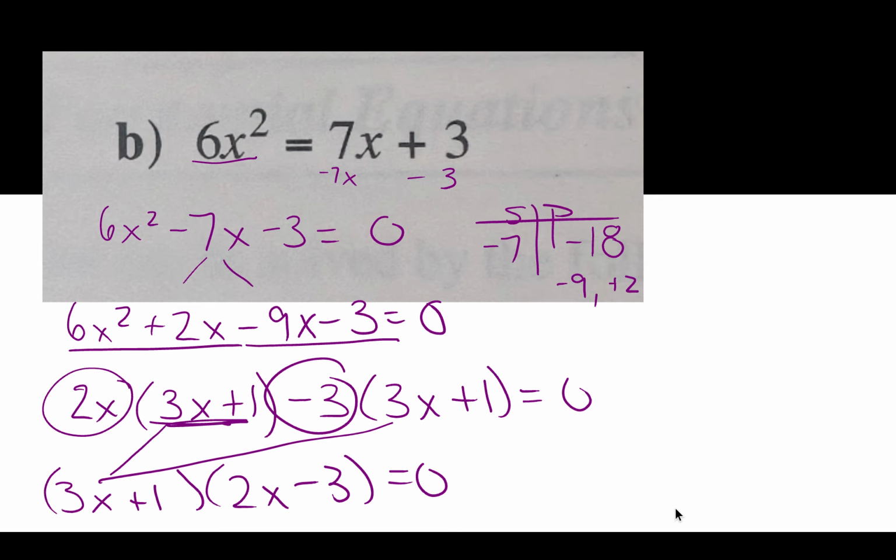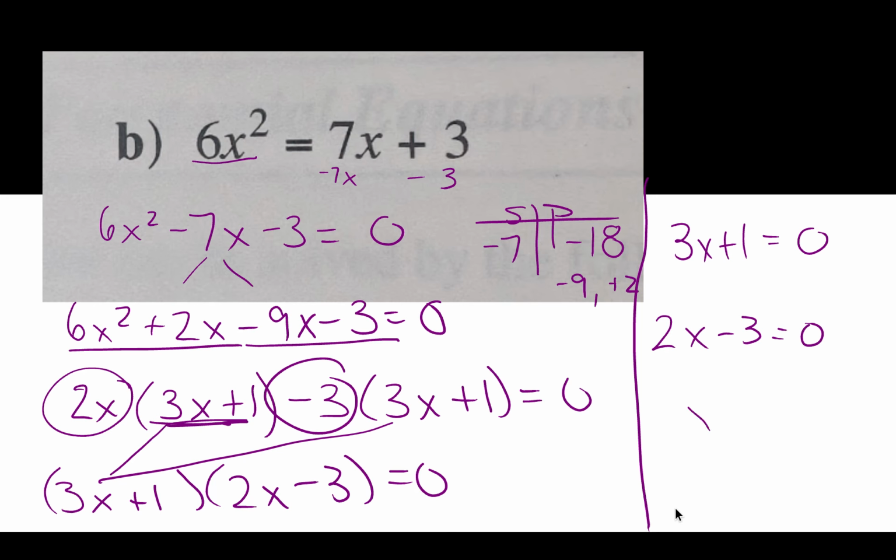Okay, so I've done all of this work, and now I go to solve it. Now I take each factor, set it equal to 0, and solve for x. So from my first one, x will equal negative 1 over 3, and from the second one, x will equal positive 3 divided by 2.